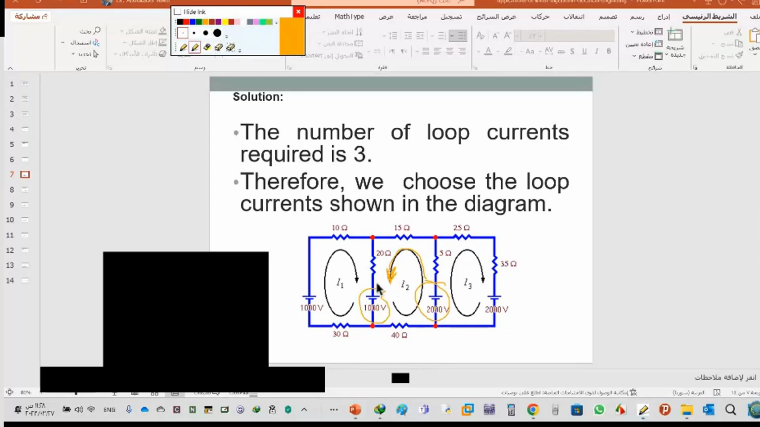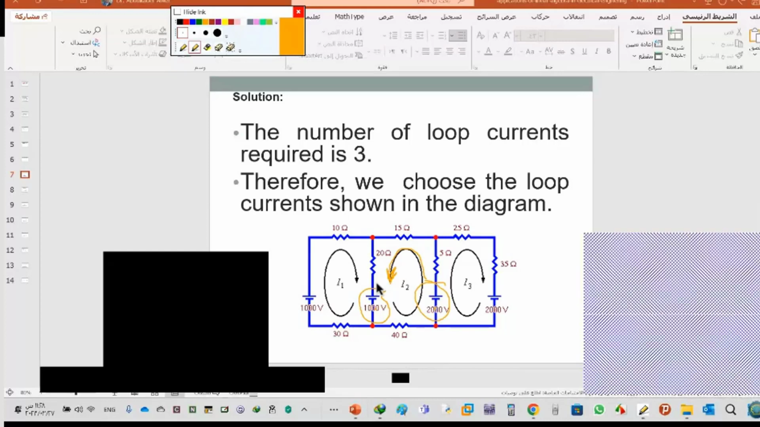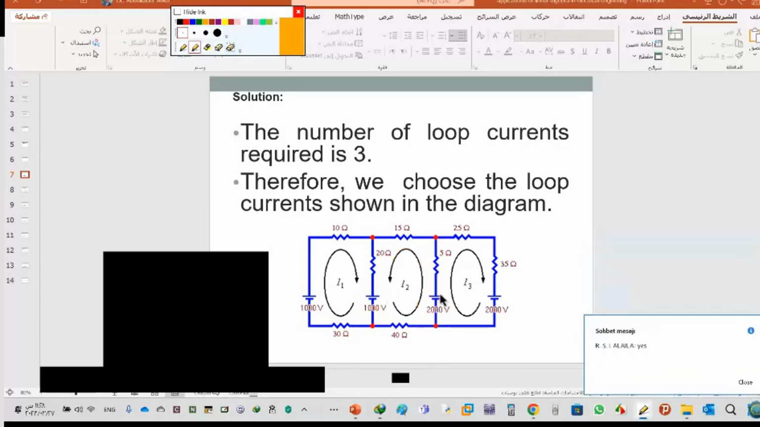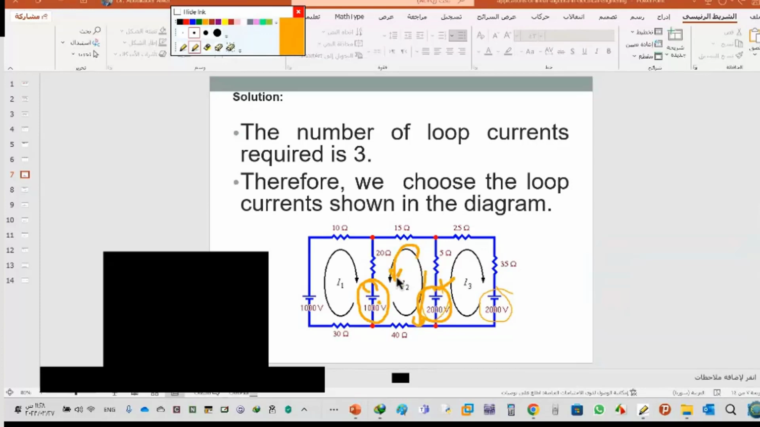Clear? Okay. Now let's go to the third one. Here I have 2000, 2000. You can select any one, this or this. If we have the same, you can select the same one. But this one, focus on this one. Here we have 1000. Here we have 2000. This is bigger than this, so this here is opposite.